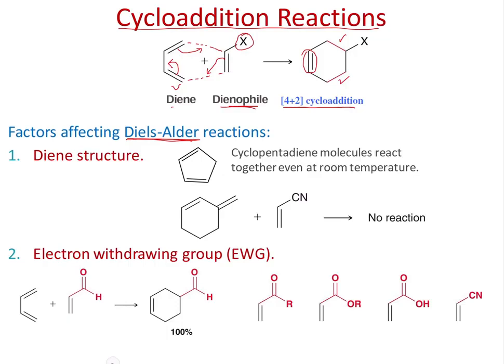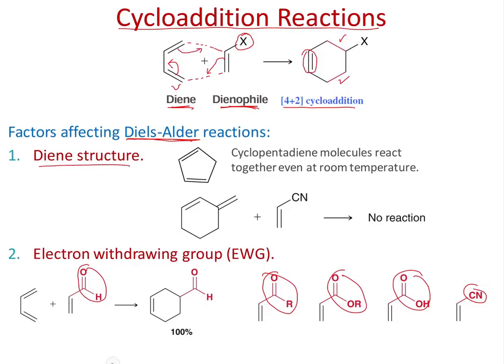So the diene is the one that's going to be acting as the nucleophile, and the dienophile acts as the electrophile. Some of the electron withdrawing groups that could be attached include an aldehyde, a ketone, an ester, or we could have a carboxylic acid or a nitrile. Okay. The other factor that does affect these reactions is the diene structure.